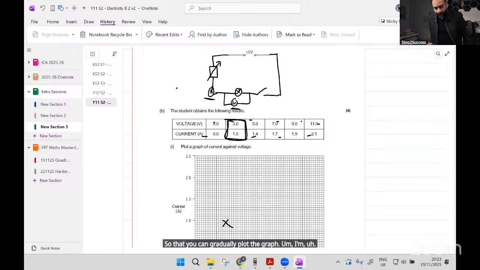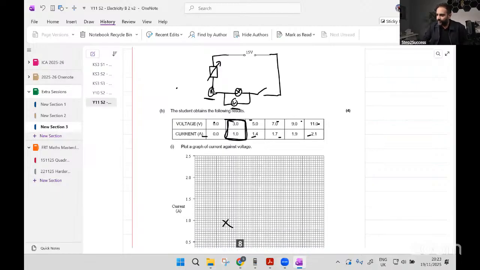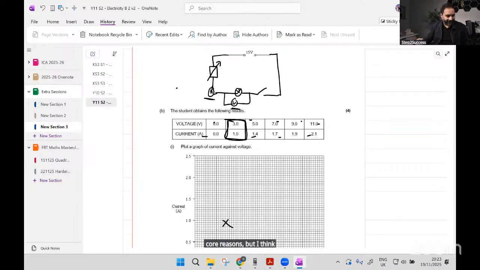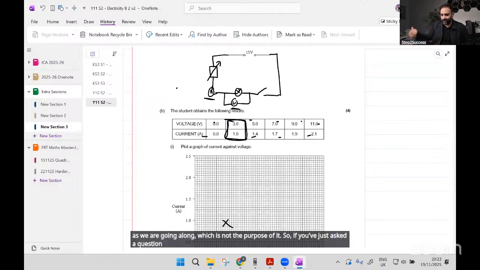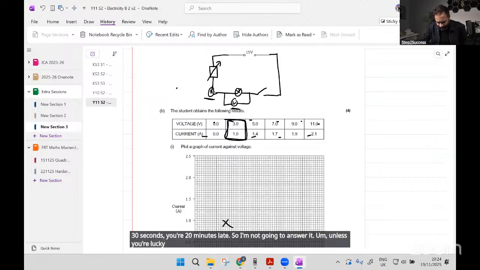I moved on, unfortunately, from the year 10 booklet, so I won't be doing that. What you need to do, as I said, is arrive at 8 p.m. and ask the questions. I'm trying to force people to do this because too many people, and I'm not saying everybody, I appreciate some people arrive late for reasons, but I think a lot of people are doing these booklets as we are going along, which is not the purpose of it. So if you've just asked a question in the last 30 seconds, you're 20 minutes late, so I'm not going to answer it, unless you're lucky and it's already been recorded and answered earlier.